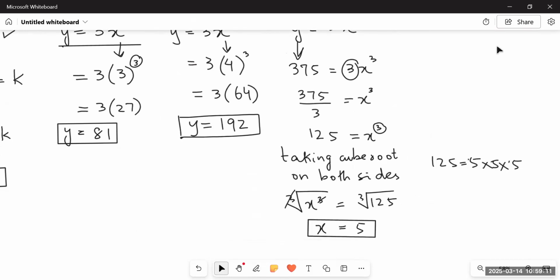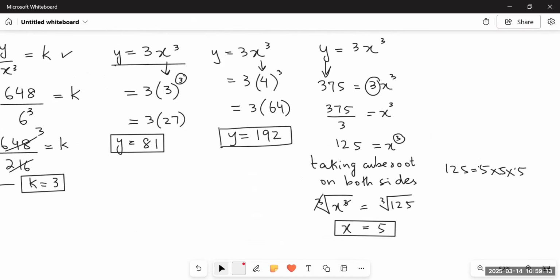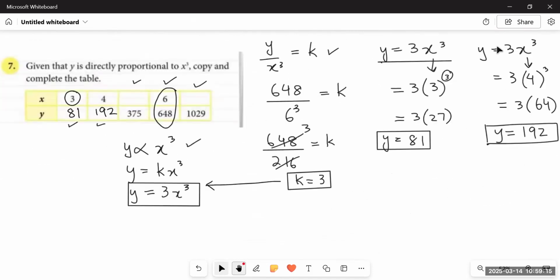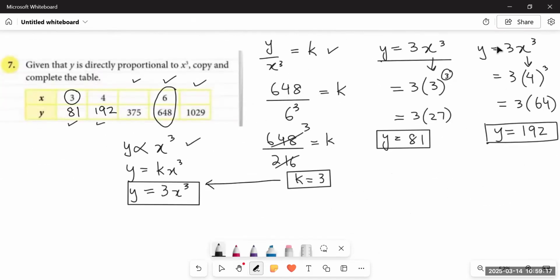Okay. So the value of x would be 5 if the value of y is 375. And we can say that the values of x are way smaller than the values of y because y is directly proportional to x cube, where the constant is already 3.